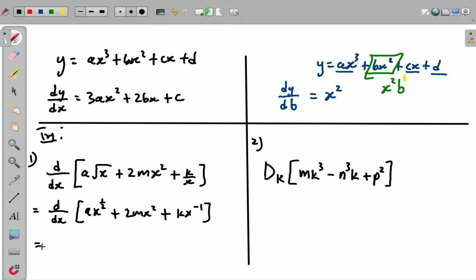Remember, as I said, once they tell you d/dx, treat every other letter as a number. Don't try and look at it as something else. That'll complicate your understanding. All right. Now we differentiate because we have everything in our good form there. So this is half times a, and then x to the minus half. This will become 4mx, and this will become a negative k times x to the minus 2.